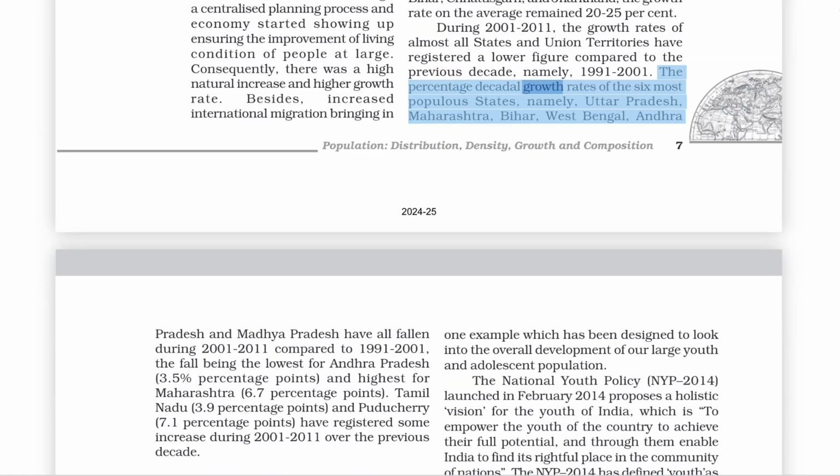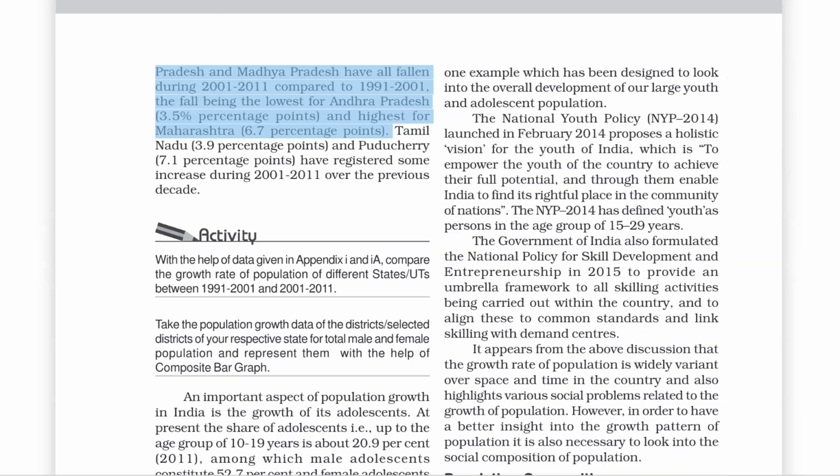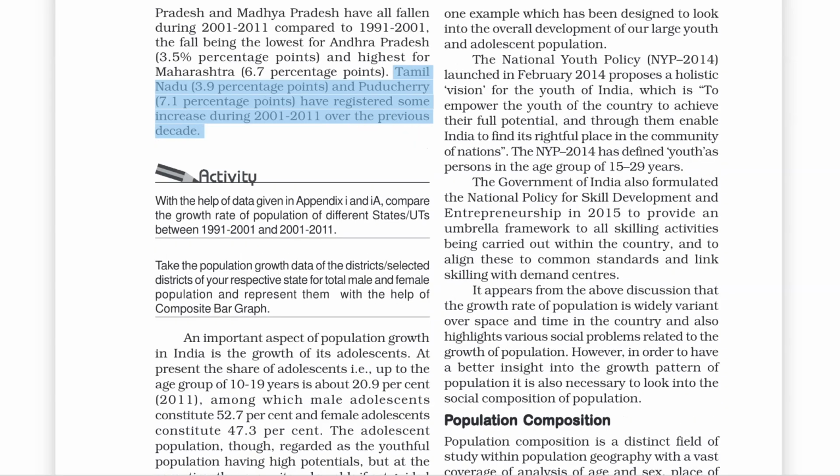The percentage decadal growth rates of the 6 most populous states, namely Uttar Pradesh, Maharashtra, Bihar, West Bengal, Andhra Pradesh and Madhya Pradesh, have all fallen during 2001 to 2011 compared to 1991 to 2001, the fall being the lowest for Andhra Pradesh, 3.5 percentage points, and highest for Maharashtra, 6.7 percentage points. Tamil Nadu, 3.9 percentage points, and Puducherry, 7.1 percentage points, have registered some increase during 2001 to 2011 over the previous decade.